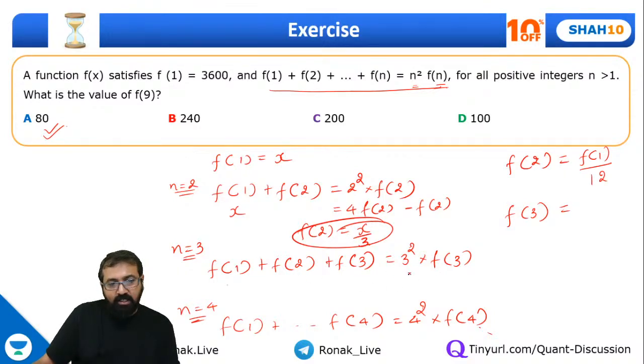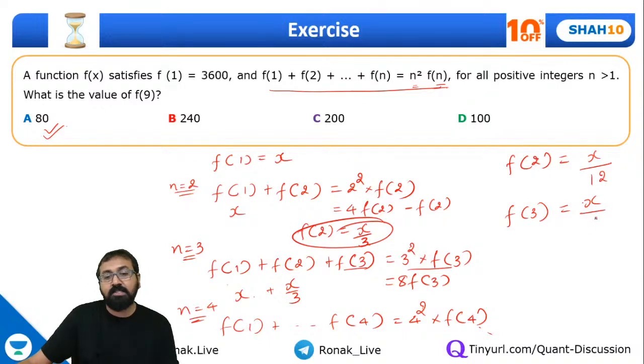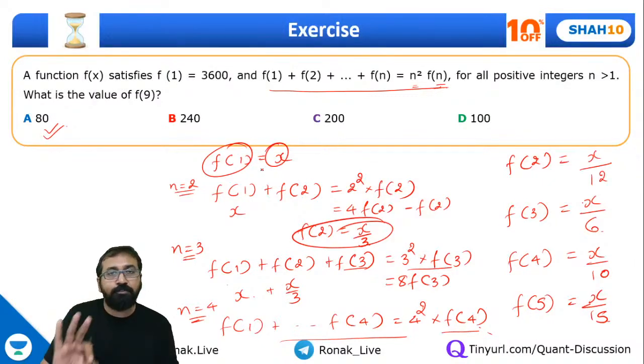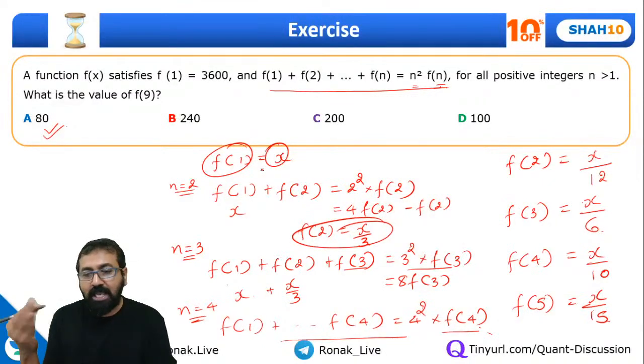Then f of 3: this will come out to be 8f of 3, that is 9f of 3 minus f of 3, and f of 2 was x by 3, and this is x, right? If you solve this, it will come out to be x by 6. Same way, you find f of 4, which will come out to be x by 10. Then f of 5 will come out to be x by 15. Just observe the pattern. You solve it and you will get these values. I've taken f of 1 as x instead of 3600, otherwise it would have taken lots of time in calculation.